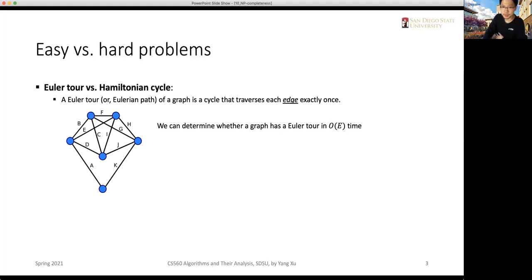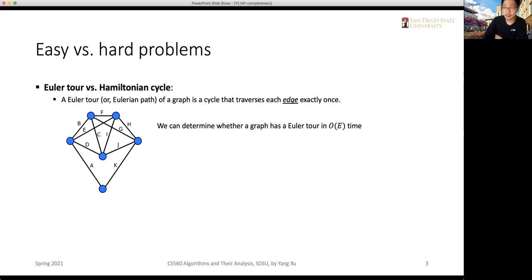We just need to count the number of edges for each vertex, right? So it's basically a big O of E running time algorithm, right?